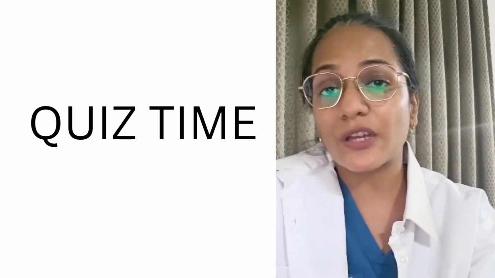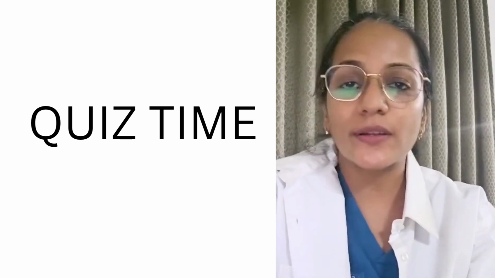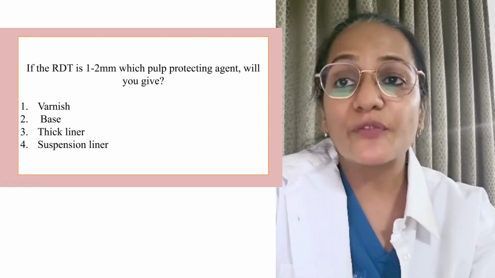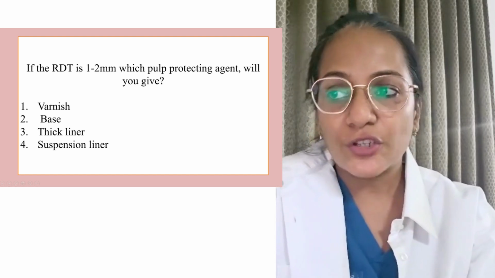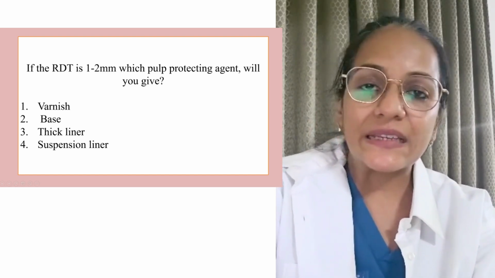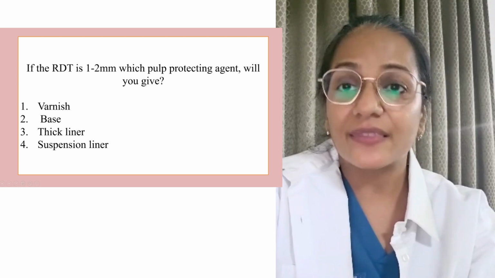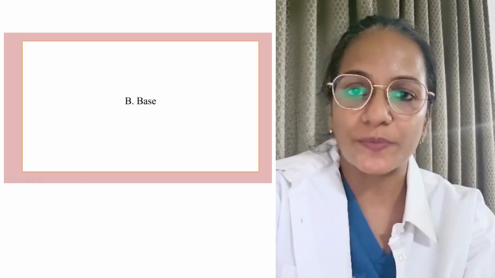So coming to your trivia questions quickly, what did you take home from this short lecture? Let's find out. If the remaining dentine thickness is 1 to 2 mm, which pulp protecting agent will you give? A. Varnish, B. Base, C. Thick liner, and D. Suspension liner. The answer for this is B, base, as the remaining dentine thickness is 1 to 2 millimeter.